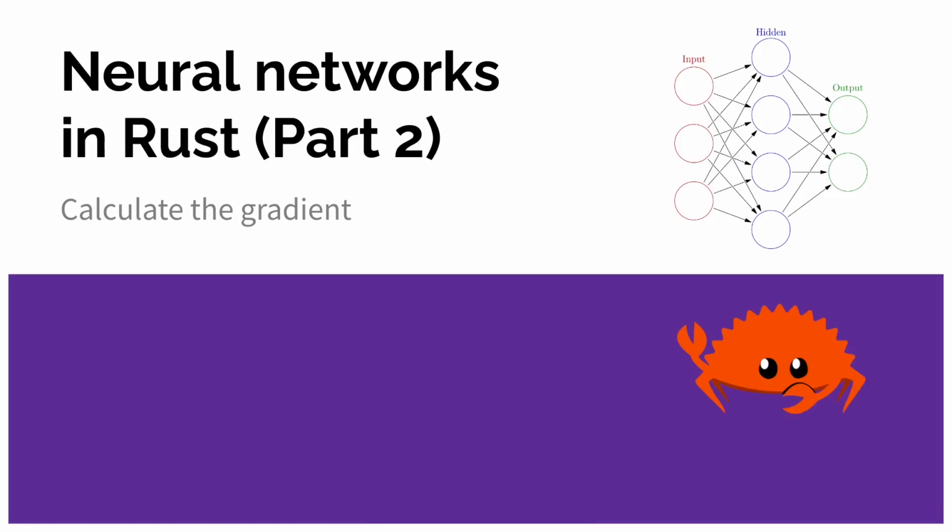Welcome back, everyone. We are excited to continue our journey together, building neural networks from scratch in the Rust programming language. Today, in part 2 of our series, we will be implementing the algorithm to calculate the gradient for each node in the computation graph.